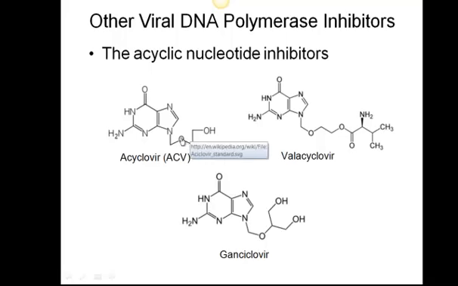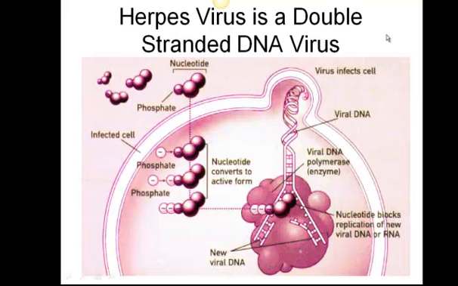And what they do is that instead of having a sugar molecule down there, they just have an acyclic chain here, or a straight chain, that can mimic that structure. And this actually will competitively inhibit the DNA polymerase because it still will bind with the DNA polymerase and cause problems. So our herpes virus is a double-stranded DNA virus. This is largely affected by these acyclic nucleotide compounds.